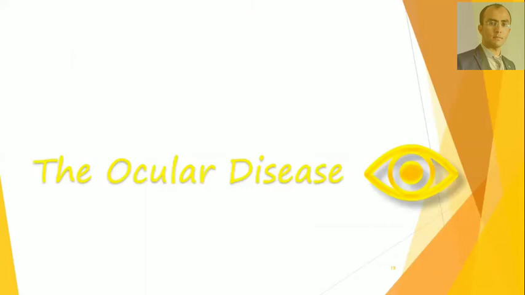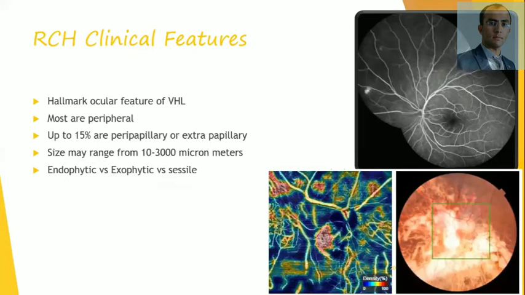We will be discussing it from the optometric perspective, actually, the features of the ocular disease. The retinal capillary hemangiomas, as we discussed before, are the hallmark sign of von Hippel Lindau syndrome, and in most cases, it is the earliest sign of the syndrome. Most of the lesions are peripheral, but up to 15% are either peripapillary or extrapapillary in nature. So they may appear around the optic nerve or optic disc.